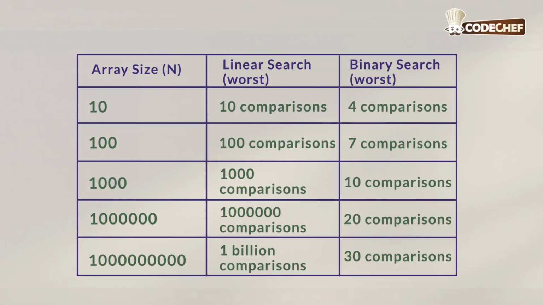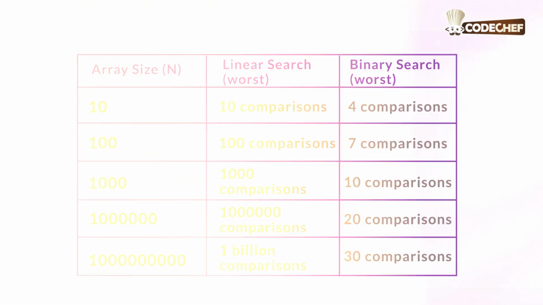So this is a comparison of how many elements binary search can search through in how many comparisons. So a mind-blowing fact is that binary search can search through 1 billion elements in just 30 comparisons.